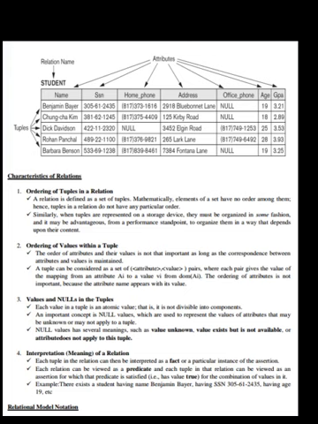Each tuple in the relation can then be interpreted as a fact or a particular instance of the assertion. Each relation can be viewed as a predicate, and each tuple in that relation can be viewed as an assertion for which that predicate is satisfied, that is, has value true for the combination of values in it. Example: there exists a student having name Benjamin Bayer, having SSN 305612435, having age 19, etc. Relational model notation.